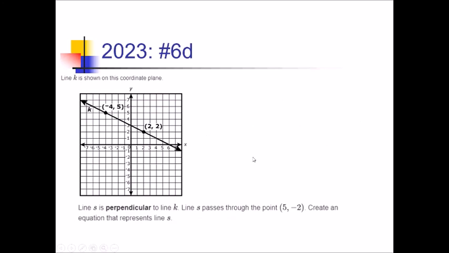For part D, we're given the same graph here, and we're told that another line, yet another one, is perpendicular to line K. And they're also giving us one point that line S passes through, (5, -2). So we want an equation for this other line. Okay, well, perpendicular means that the slopes of the two lines will be opposite reciprocals.